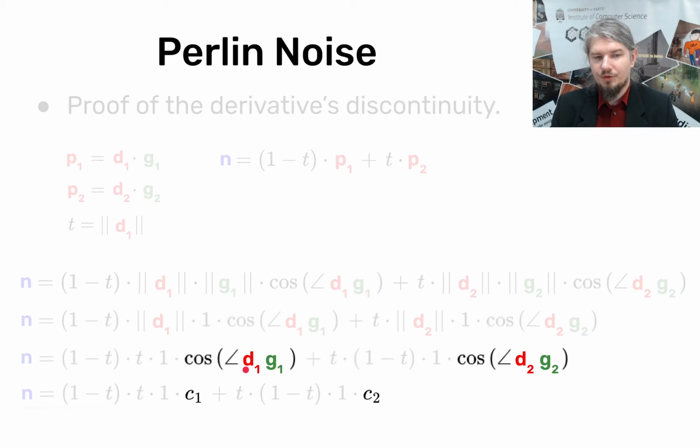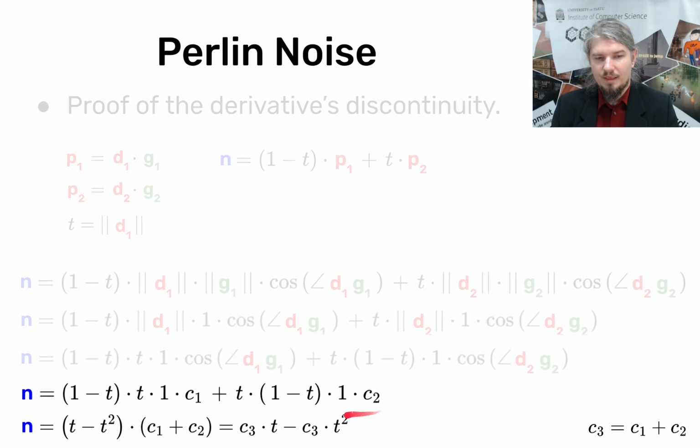Now let's look at this cosine. We don't know what this angle is, but it's constant. Depending on the gradient value, even though our t is going to change, the angle between them stays the same. So we're just going to write this cosine as c1, and this other cosine of this angle as c2. To simplify, we end up with t minus t squared times c1 plus c2. Let's create another variable c3, which is c1 plus c2. So we get c3 times t minus c3 times t squared. So this is our noise value.